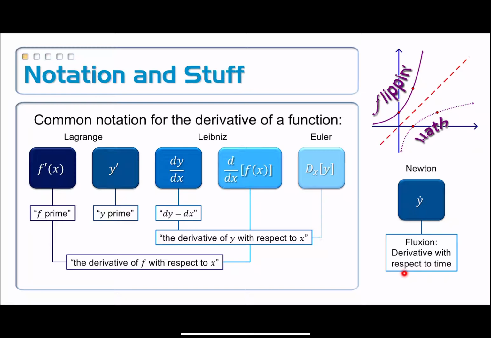Derivative with respect to time. Here we're doing derivatives with respect to x. There are some branches of physics that still use this notation, but we are not going to see it in our book, and we're not going to see it on the AP Calculus exam. The ones that we will see are the Lagrange prime notation and the Leibniz dy dx notation. These are used so incredibly frequently on the AP exam. We want to be able to recognize them and understand what they are.